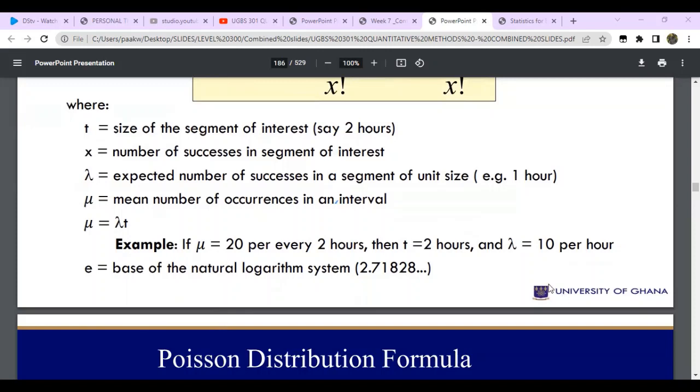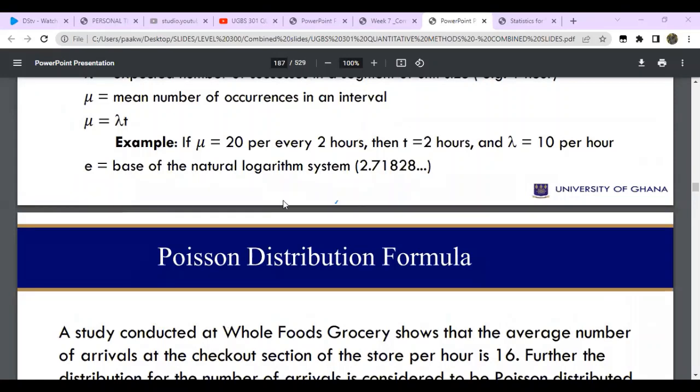So the example is here. If mu is 20 per every 2 hours, then t is 2 hours, and lambda is what? 10 per hour. This is the e. Okay, that's the figure. This is a constant number. So we just input it here. So let's look at the example below, right?